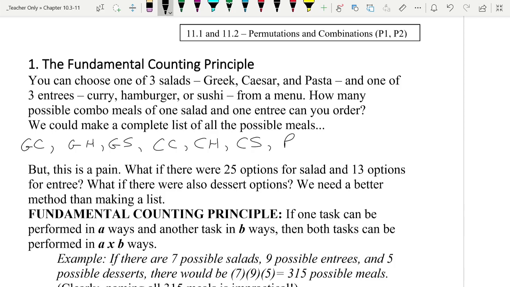And then I could get the pasta salad and the curry, the pasta salad and the hamburger, or the pasta salad and the sushi. So that's it. I think I've exhausted all possibilities, and that's 9 combinations. That was kind of a drag, wasn't it?